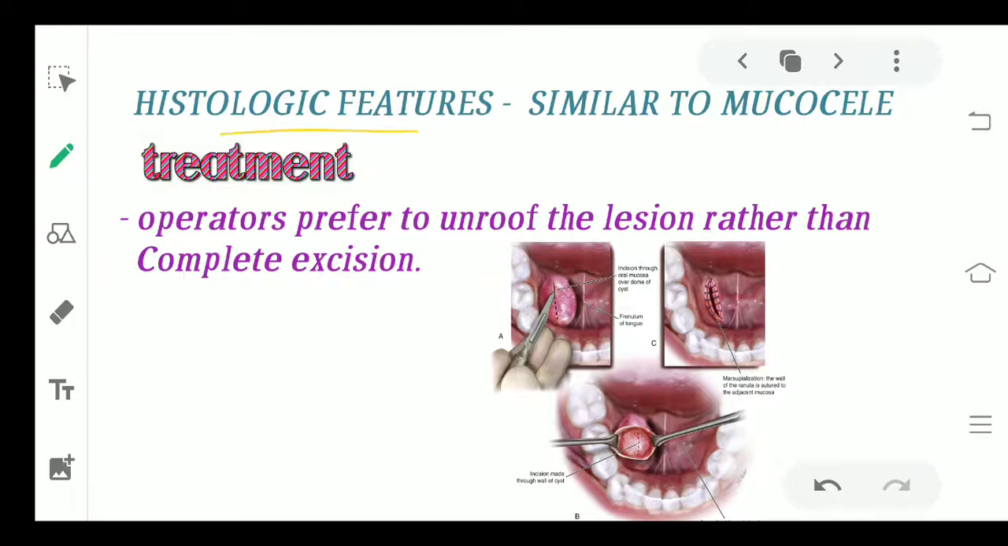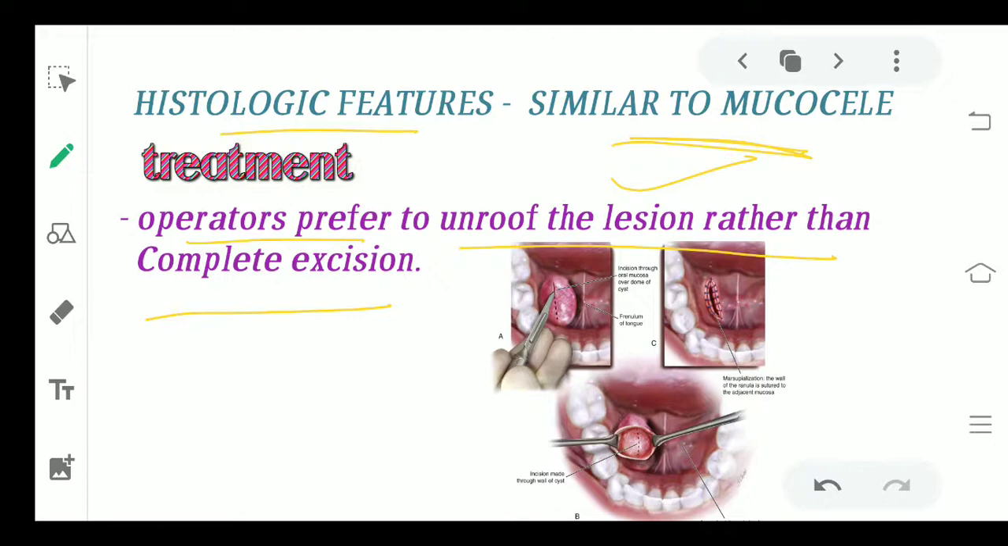Coming to the histological features, it is very much similar to mucocele. I hope you have seen the previous video. If you haven't, please go and check that. The treatment: the operators prefer to unroof the lesion rather than the complete excision. Now it is quite different than the mucocele.